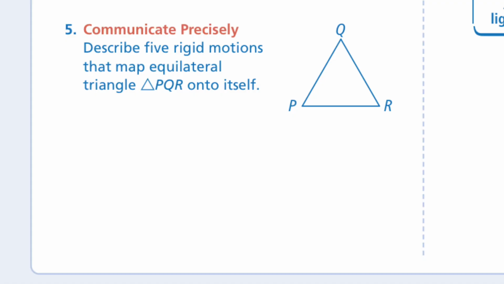Communicate precisely. Describe 5 rigid motions that map equilateral triangle PQR onto itself. We can do a reflection using a line that goes from point P to the midpoint of QR. And we can do the same thing going from any of the midpoints to one of the vertices. So that would give me 3 different lines of reflection.